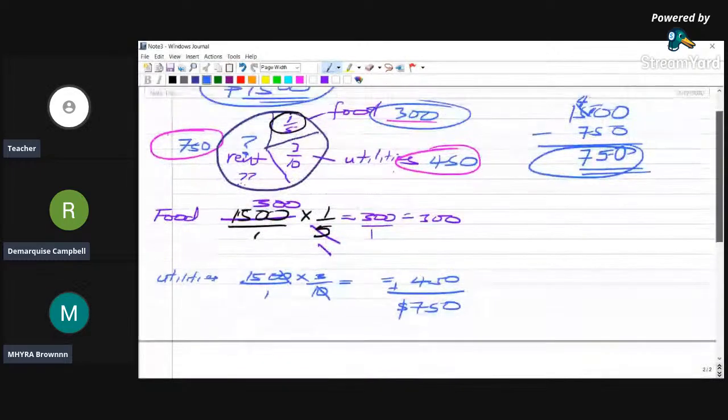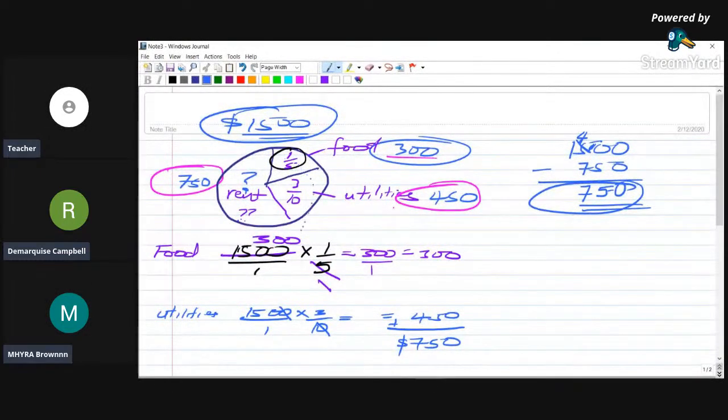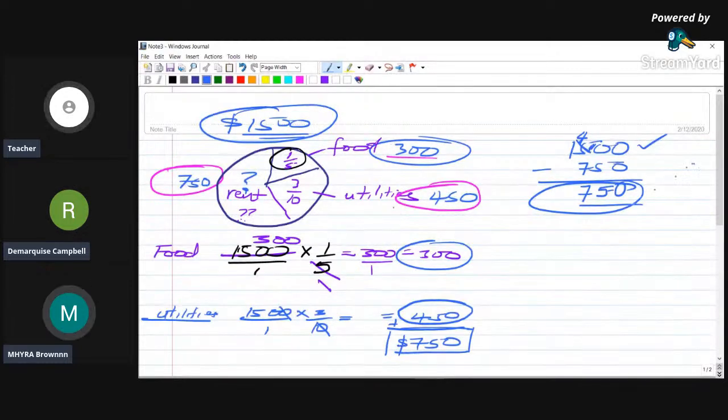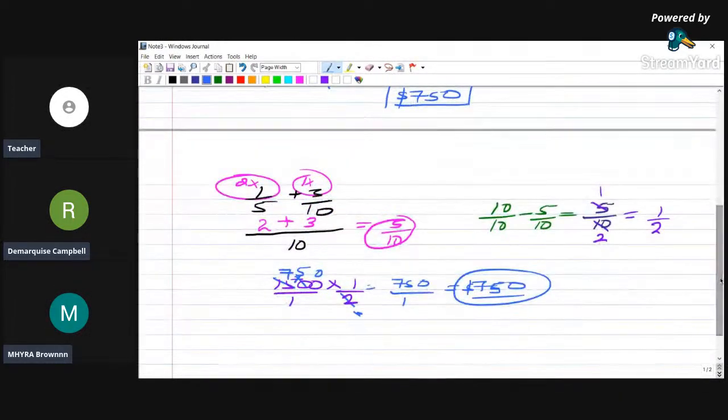So if you looked at it this way and you say, okay, first let me find out how much he spent for the food, $300. Then let me find out how much he spent for the utilities, $450. And I'm going to add that, and I get a total of 750. And if he started out with 1,500 and I take out the 750, I'm supposed to be left with 750. Okay? That's one approach.